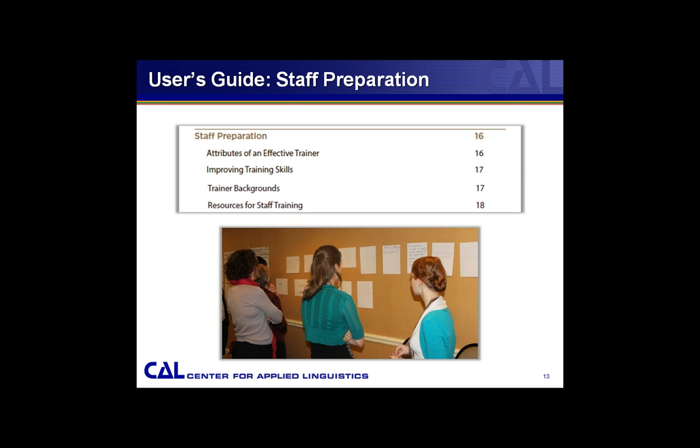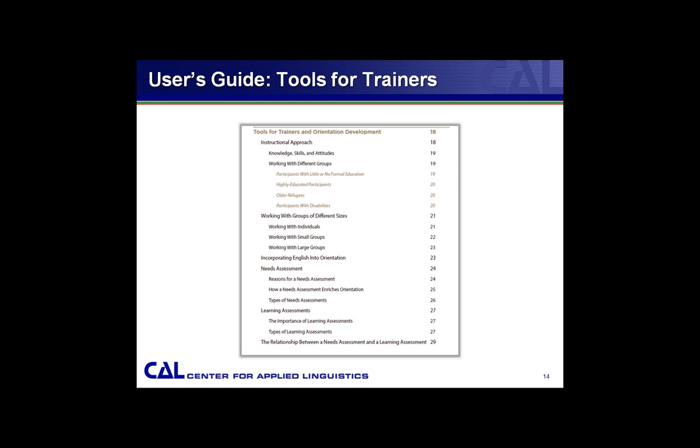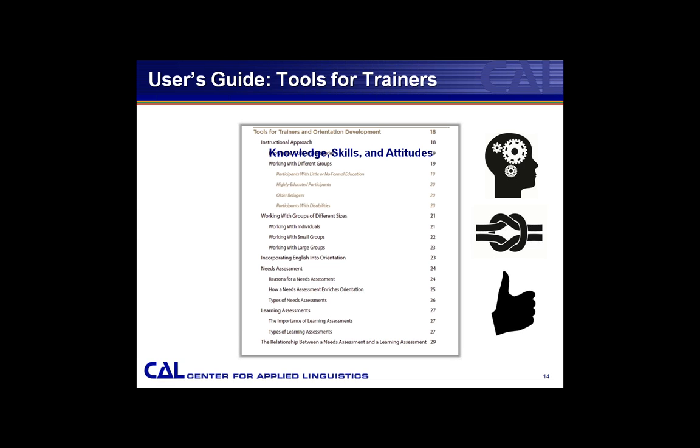There's a strong section on staff preparation and things for staff or trainers to know about and improve their training and orientation delivery skills. We also provide some useful resources for staff training. The fourth section of the user's guide is on tools for trainers and orientation development. This talks about instructional approaches. The first instructional approach addressed is the knowledge, skills, and attitudes in training. This was the difference between training and orientation that I addressed earlier.